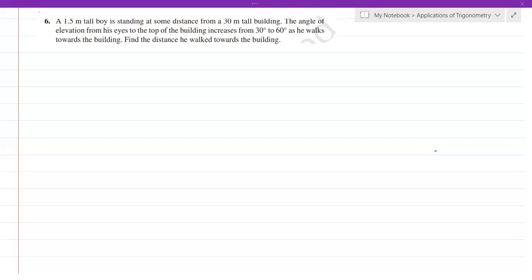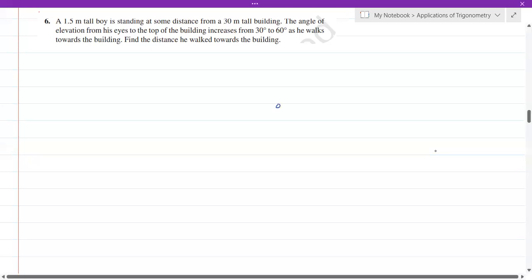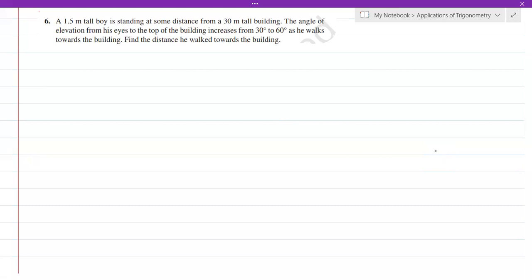Okay. Let's say we have got a person whose height is 1.5 meter. Let me draw it a bit big. This is the person, and this is the height of the person. Let me take that as AB. So AB is the height of the person and it is 1.5 meter.